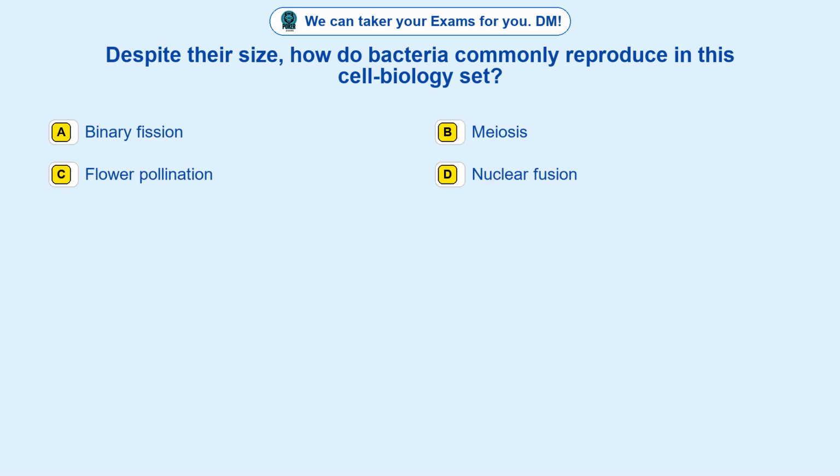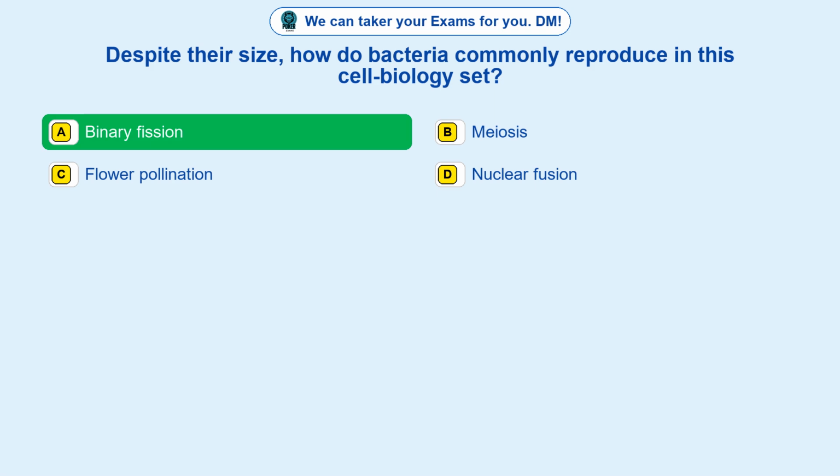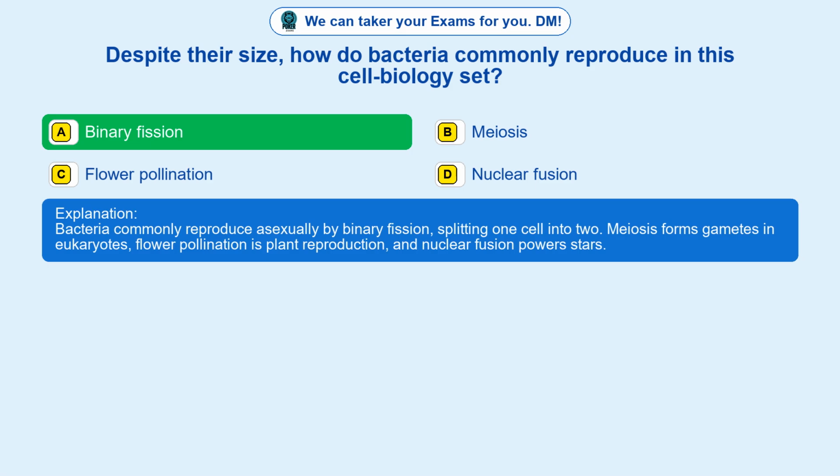Question 25. Despite their size, how do bacteria commonly reproduce in this cell biology set? Option A, binary fission. Option B, meiosis. Option C, flower pollination. Option D, nuclear fusion. The correct answer is option A, binary fission. Bacteria commonly reproduce asexually by binary fission, splitting one cell into 2. Meiosis forms gametes in eukaryotes, flower pollination is plant reproduction, and nuclear fusion powers stars.